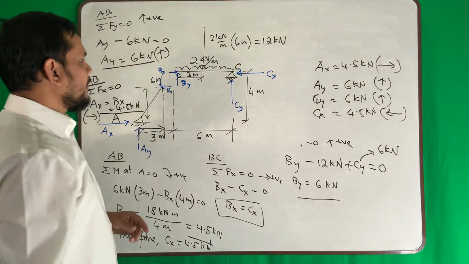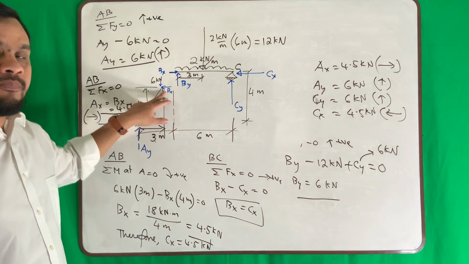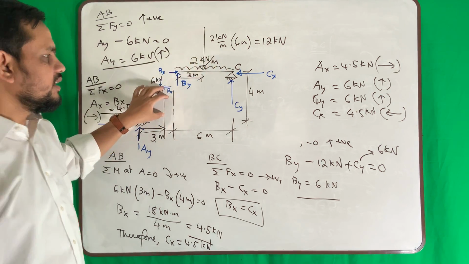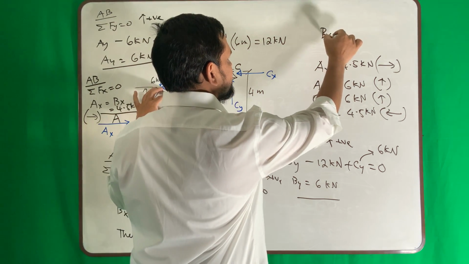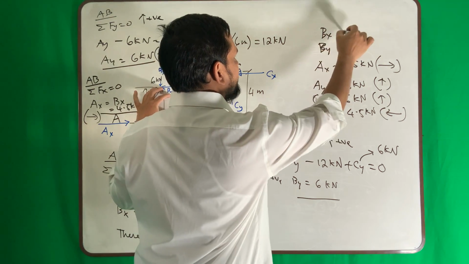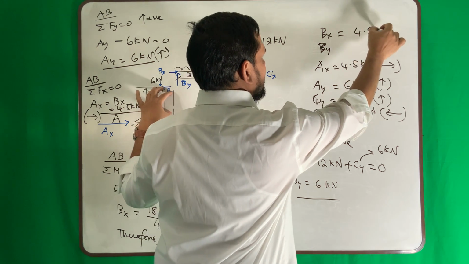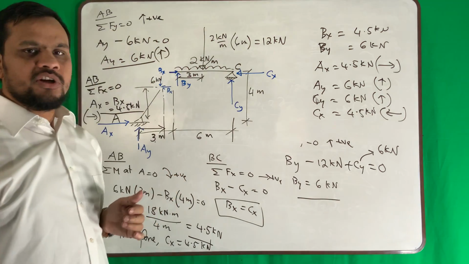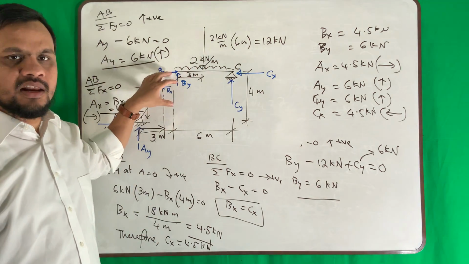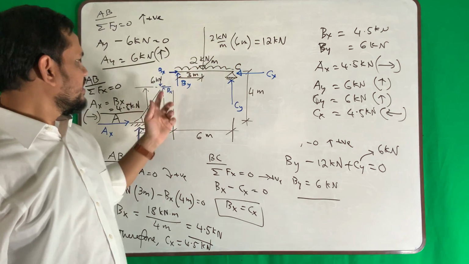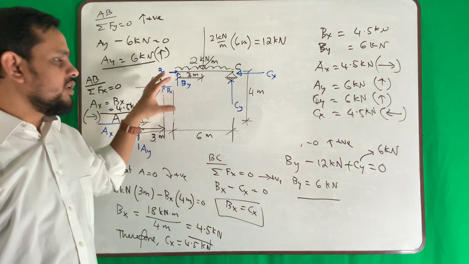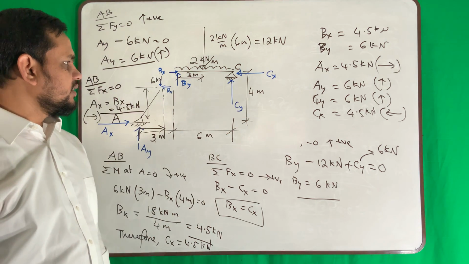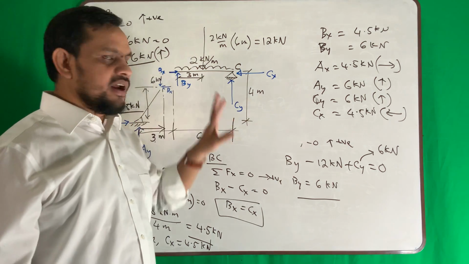this way I found. For Bx and By, I cannot show any direction. It depends on the side you are taking, this side or this side. So for Bx, By, we just simply list the answer. For Bx, By, we do not show the direction because it is internal. If I take this side, it may be this way. If I take this side, it might be this way. So for internal pin, we do not show the direction. So this way I found the reaction at A, B, and C.